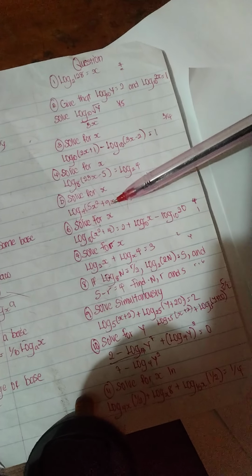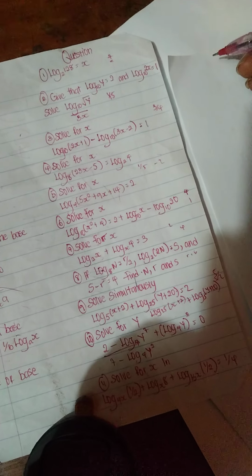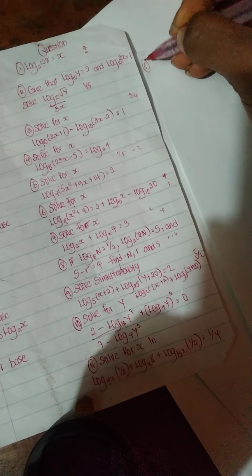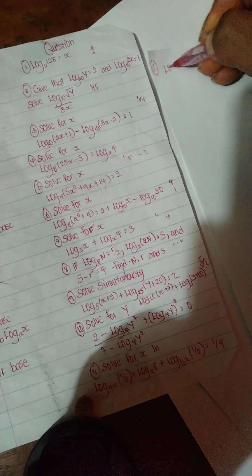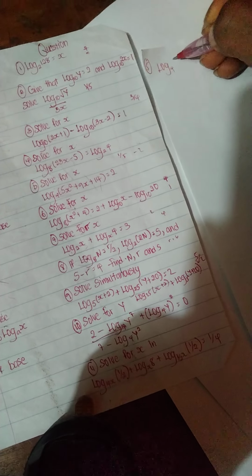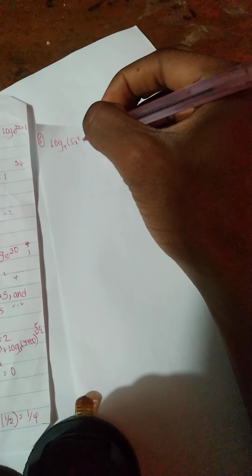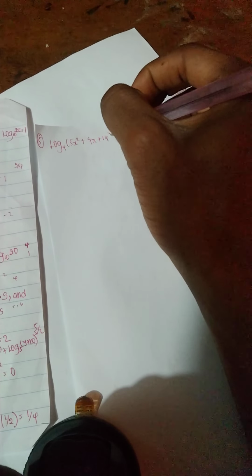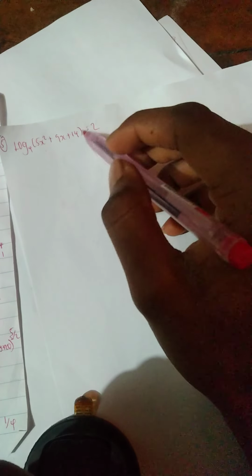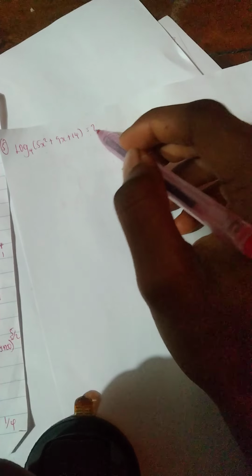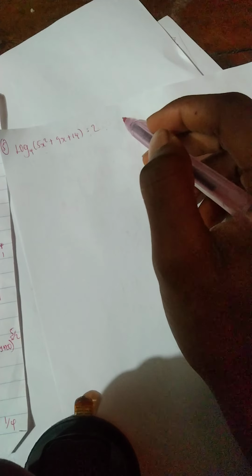We'll be solving number 5 questions. They say we should solve for x in number 5: log base 4 of (5x squared plus 9x plus 14) is equal to 2. Remember, the first thing I said we should do is to make sure they are of the same base. But we don't have a base on this side. Our 2 is not to a base, so we can use this way.